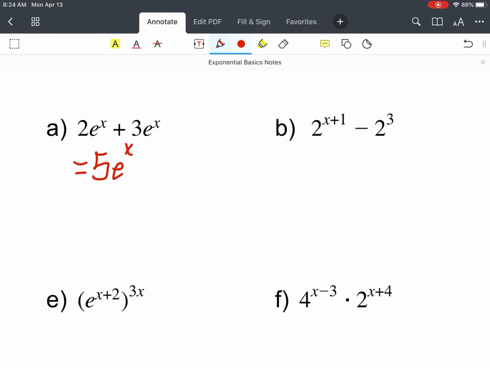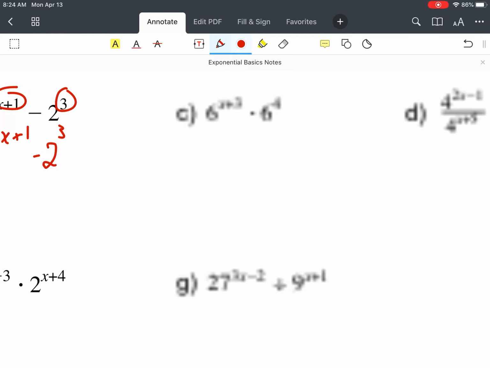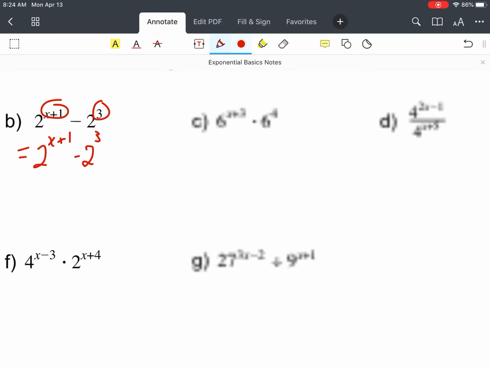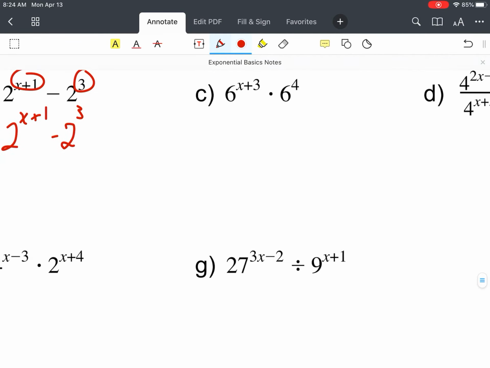Now looking here, I'm subtracting these two, okay, but they don't have the same power. So there's nothing I can do. I have to just leave that. Okay, you can only add or subtract these things if the powers are the same.